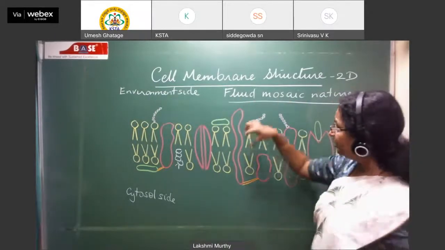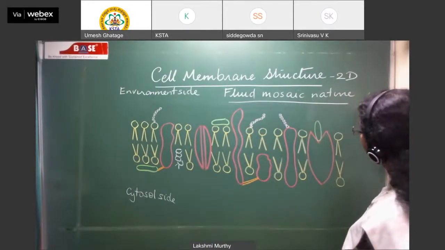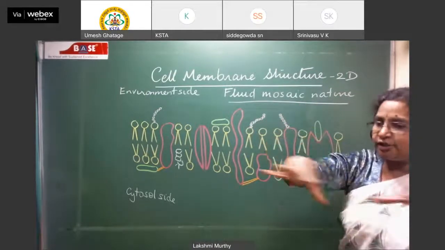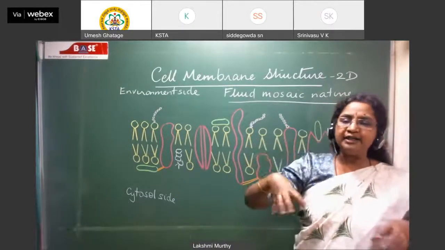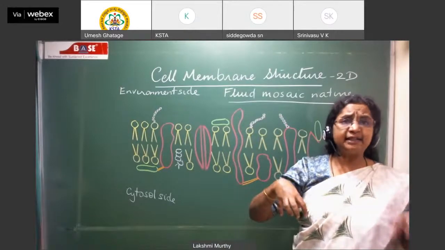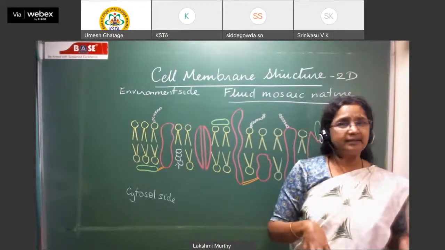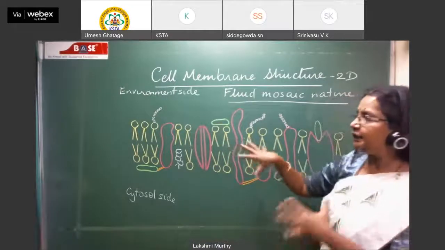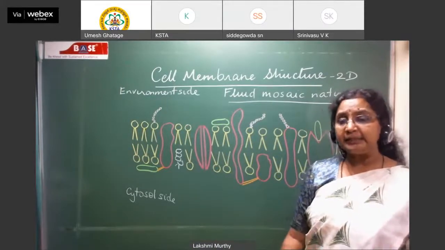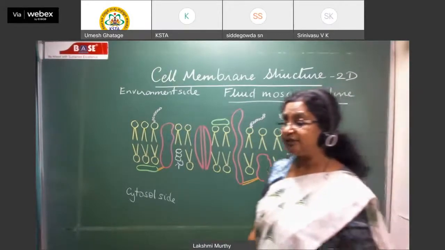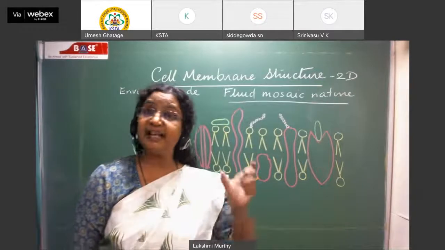Now, apart from the components, as I said, this component can move around. It can come from here to here, etc. You imagine it is like you have a tub of water and there are small little icebergs that are floating. So you can make those icebergs move from one area to another, correct? In the same way, they can all interchange positions.